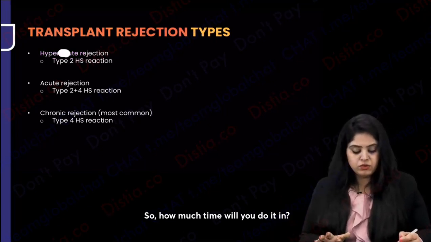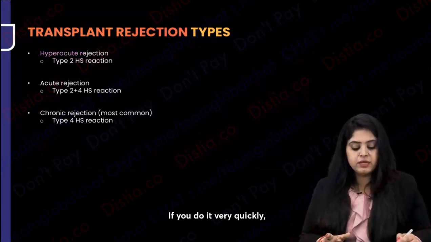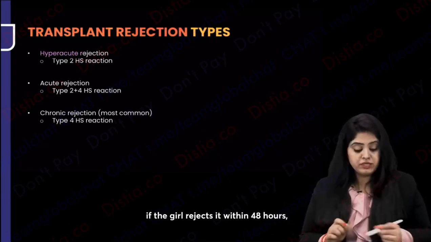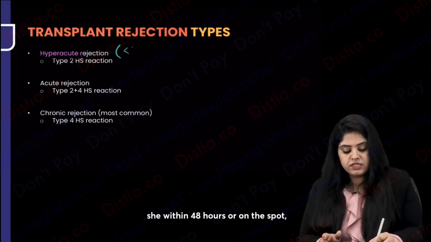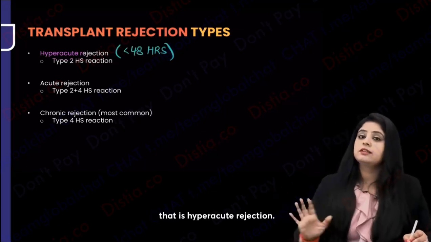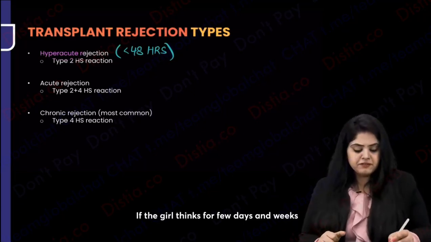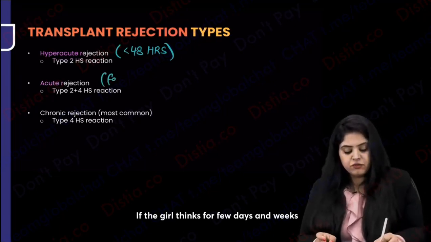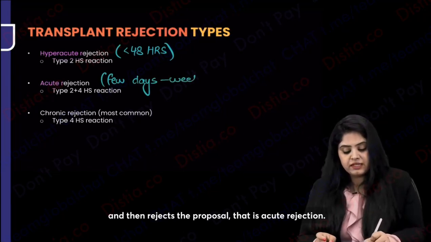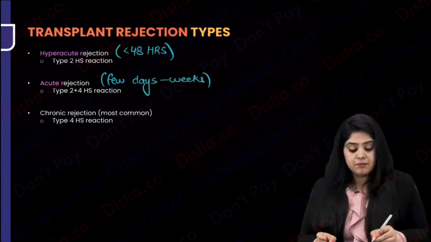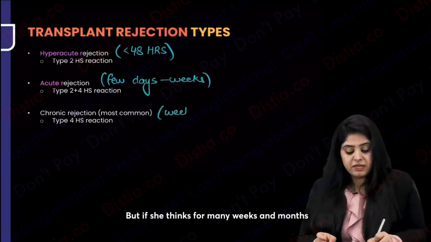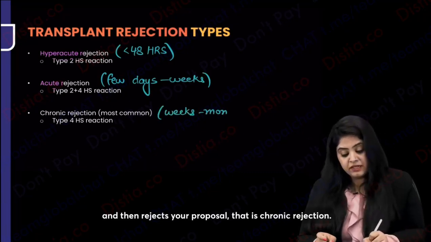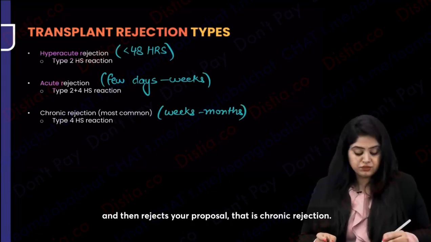So how much time will you take to do it? If you do it very, very quickly, within 48 hours, or on the spot she says, I am rejecting your proposal, that is hyperacute rejection. If the girl thinks for a few days and weeks and then rejects the proposal, that is acute rejection. But if she thinks for many weeks and months and then rejects your proposal, that is chronic rejection.